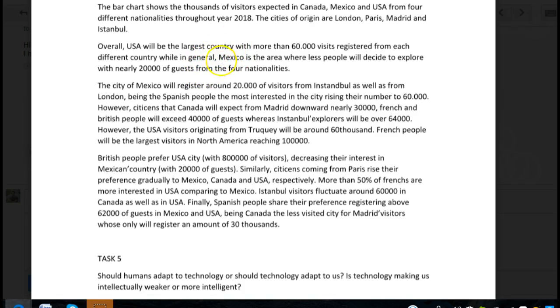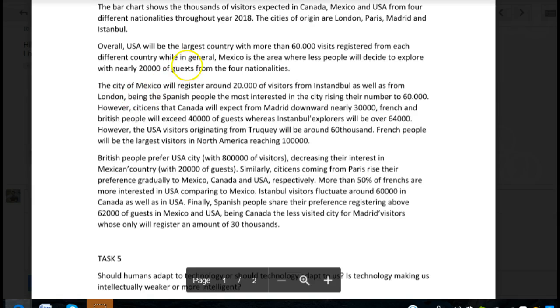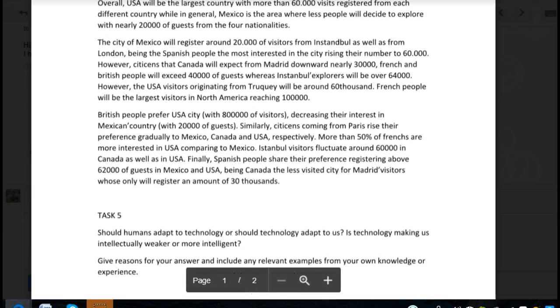Whereas you needed a connector here to say that Mexico has the least amount of visitors. So you need some sort of connector showing contrast here. So whereas Mexico is the area where the least people will travel, essentially, with nearly 20,000 travelers to the 4 countries. So you can see really that it's just some small little changes here that make the chart actually accurate.